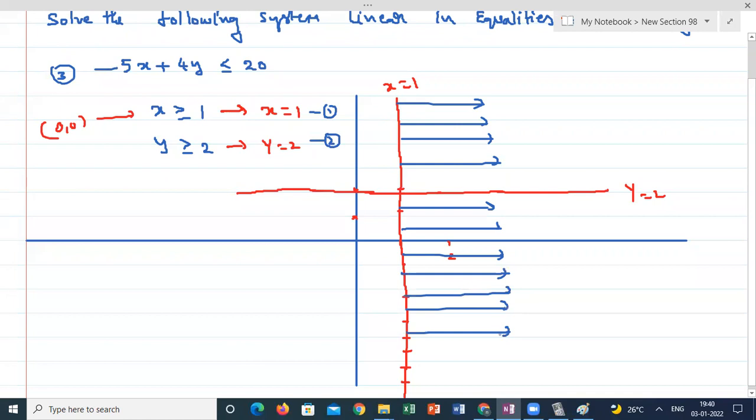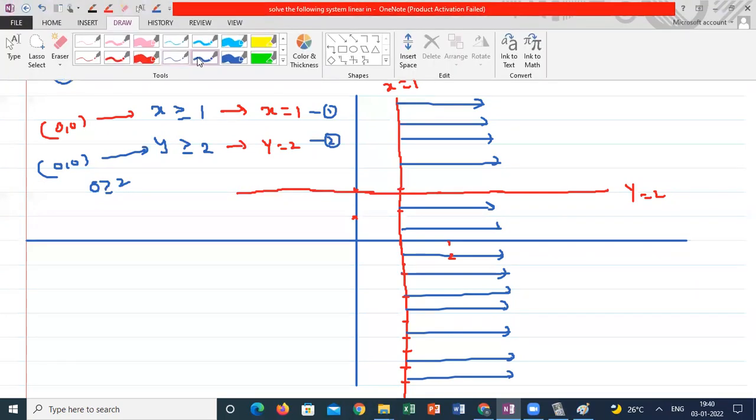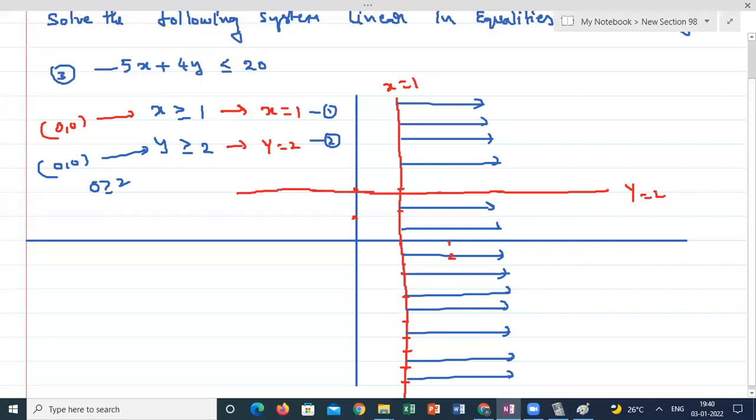Including the points on the line as well, because all are equal. y is greater than or equal to 2. If I substitute 0, 0 in this, 0 is not greater than or equal to 2. So the other side of the origin, below the line, is not valid for the equation. So above the line is the solution set. For this, the solution set is above the line, including all the points.